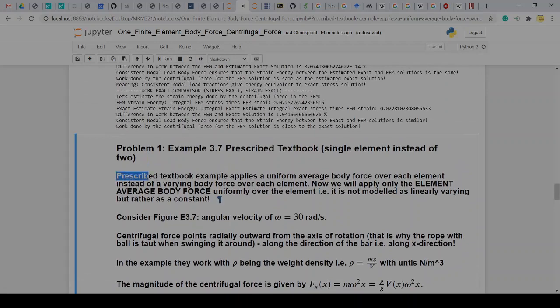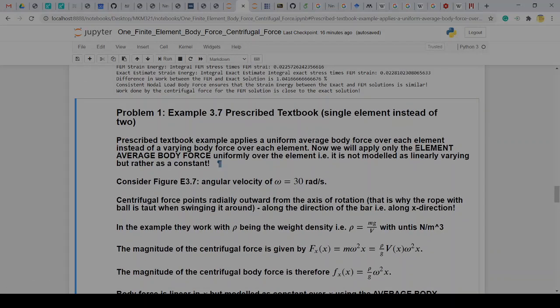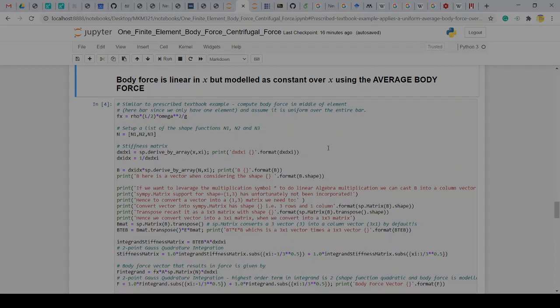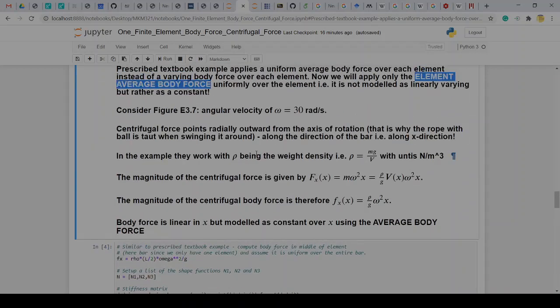So the rest stays exactly the same. The only thing that changes is this simplification. This is the simplification that they do in the textbook. And I want to show you what the consequence is if we do this for our single element example. Okay. So the rest, I'm not going through this again. This is exactly the same as before.